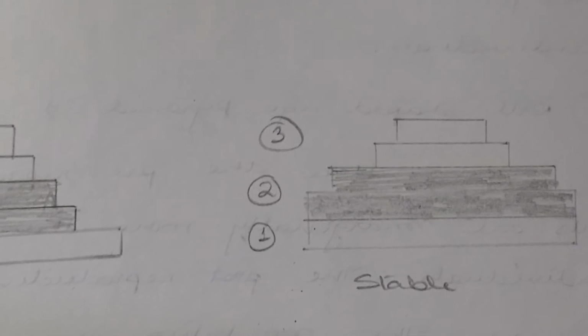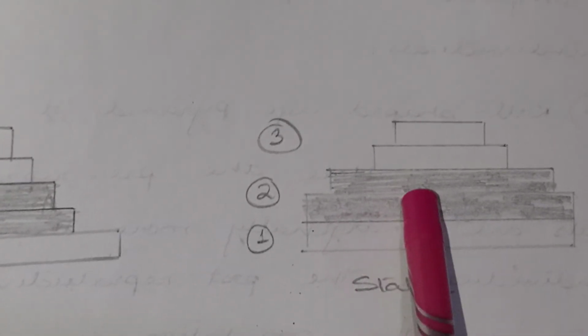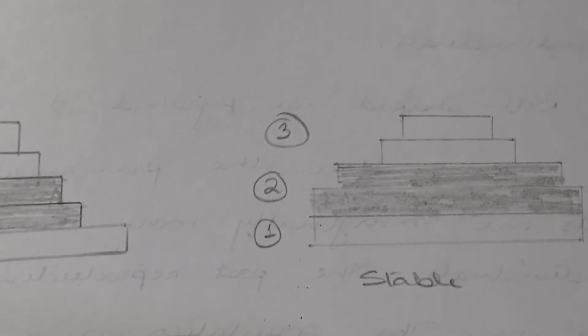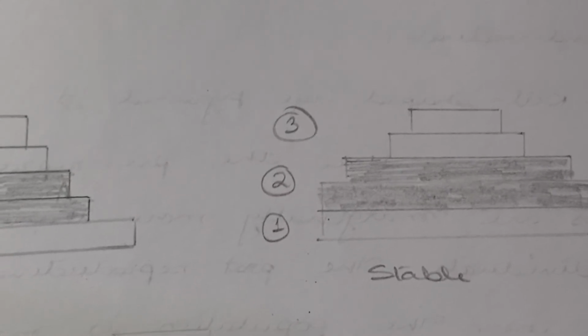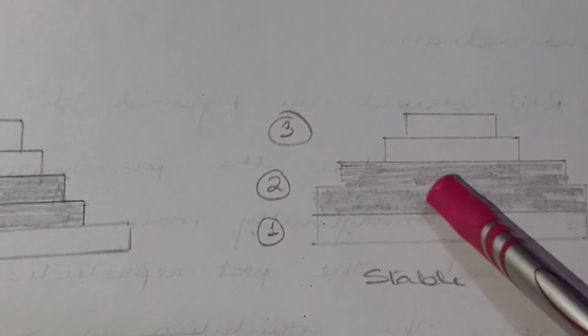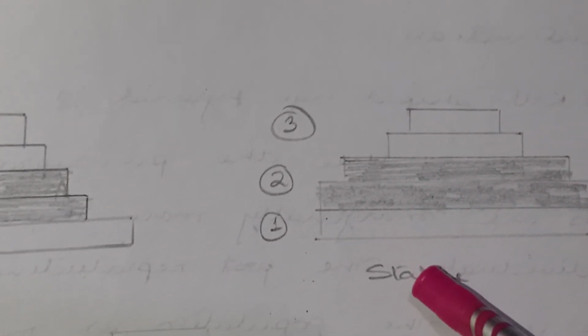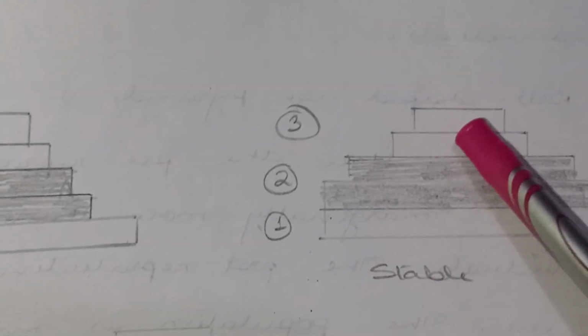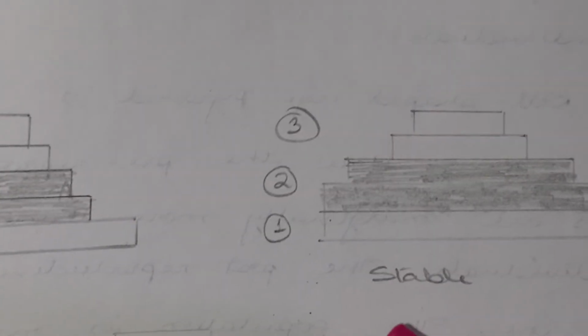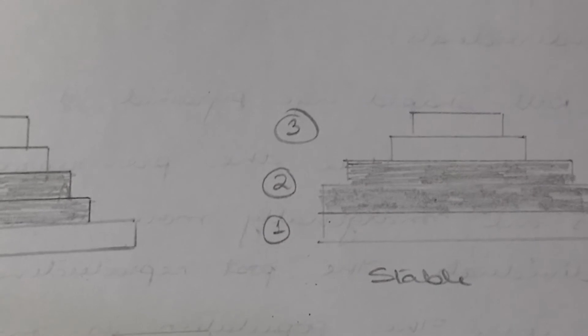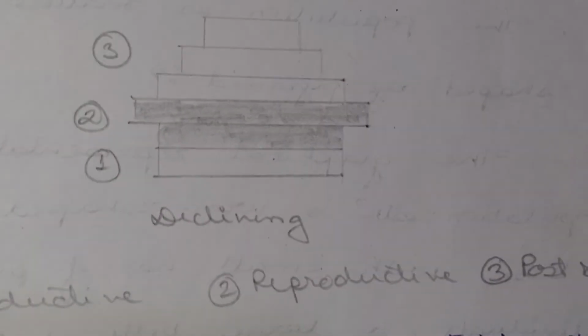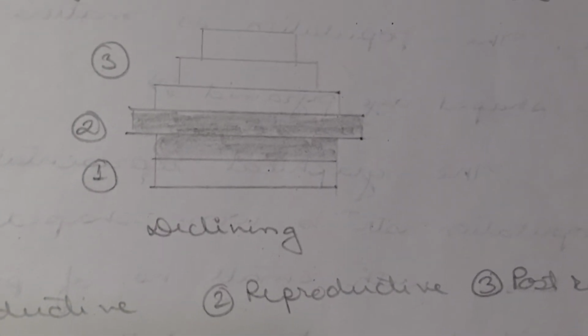Now in this second type you can see that pre-reproductive and reproductive individuals are almost the same. That's why this is called a stable population. Here the number of post-reproductive individuals is less, but 1 and 2 are almost the same. The third type is the declining population.